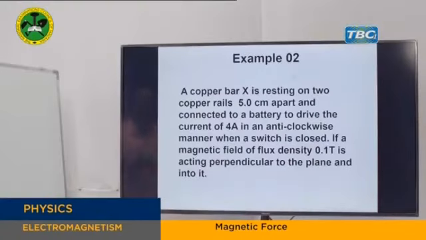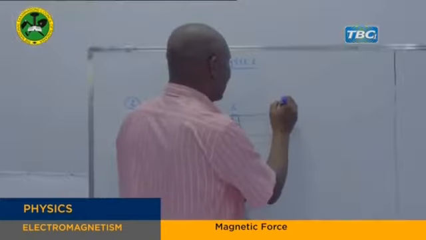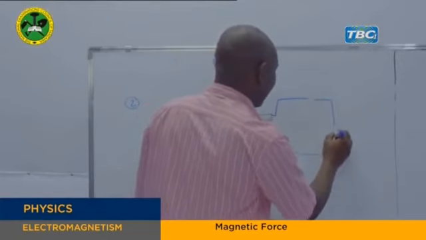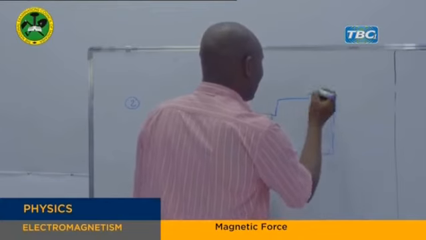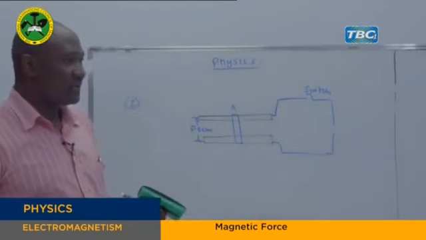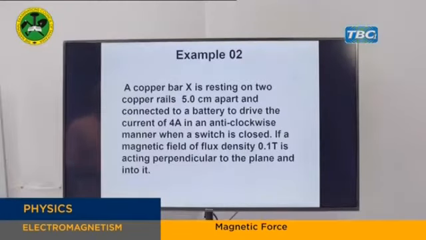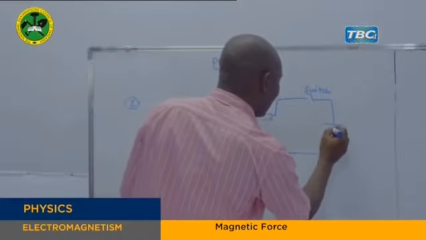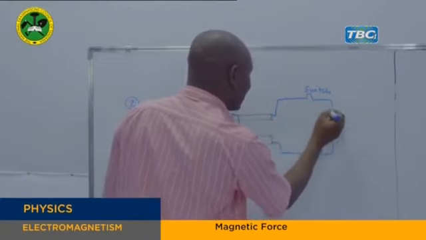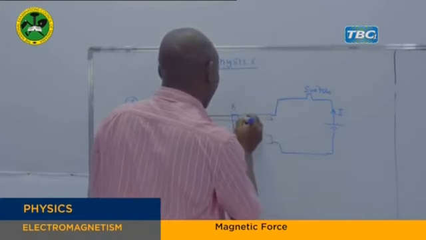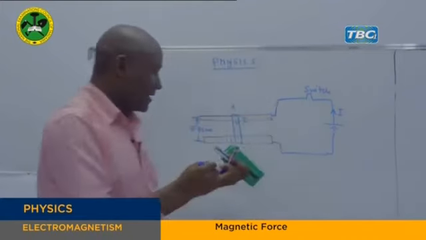The question says there is a connection. In order to connect a battery, you must connect a source, maybe with a wire. Maybe this is a switch. The current is supposed to be moving anti-clockwise, so this way. If this is the case, our battery will be like that. So when the switch is closed, the current will be moving this way, and then coming here. That's our anti-clockwise current.